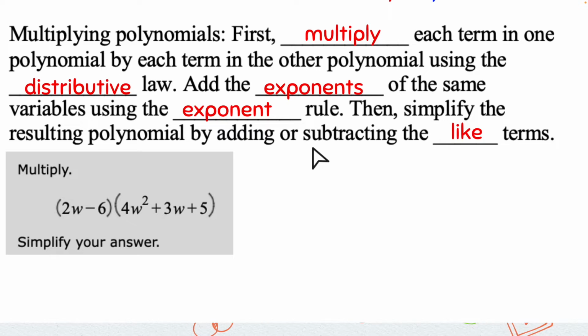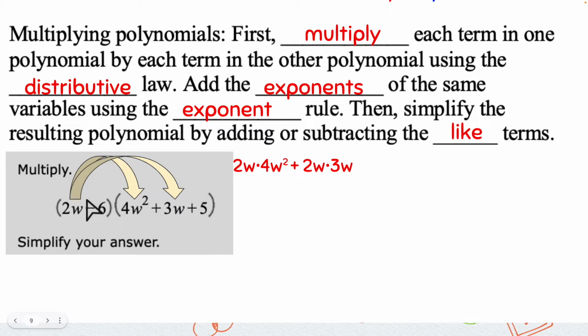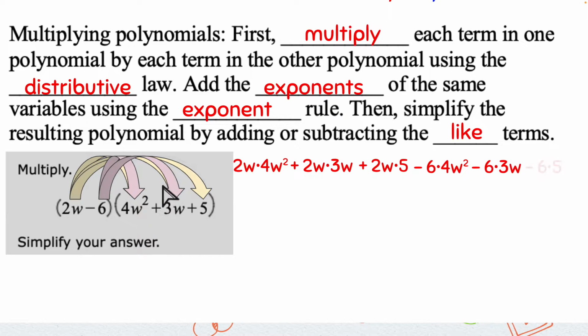I like to use these little arrows. So you can see 2w times 4w squared, and then 2w times 3w, and then 2w times 5. I like to do it this way, where I take the first term and multiply it by everything in the second polynomial. And then we have to do the same thing with this second term. So negative 6 also is going to get multiplied by each one of these pieces. Yes, it looks very long and kind of crazy.